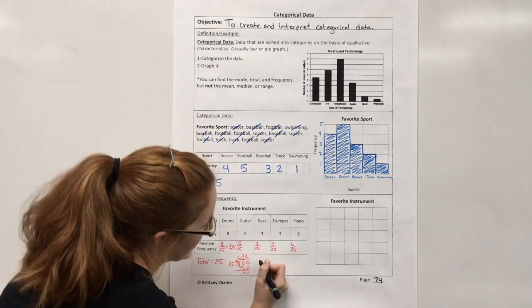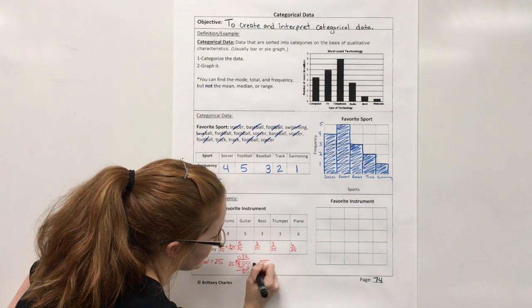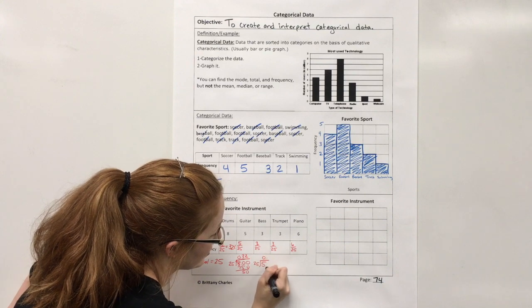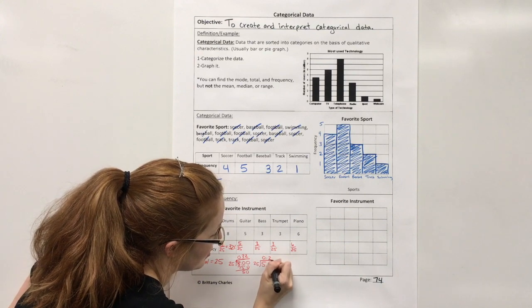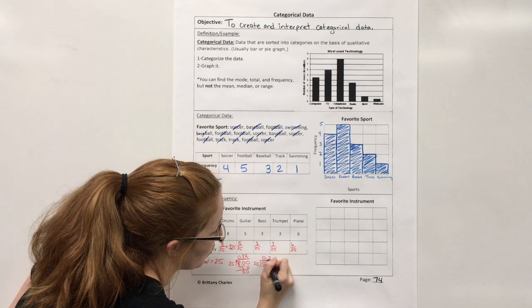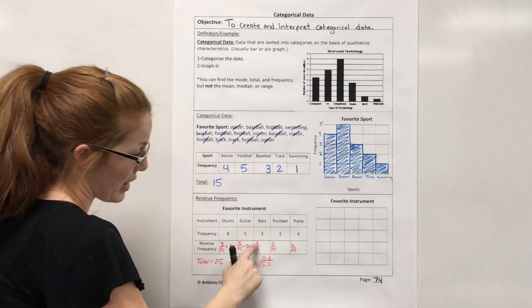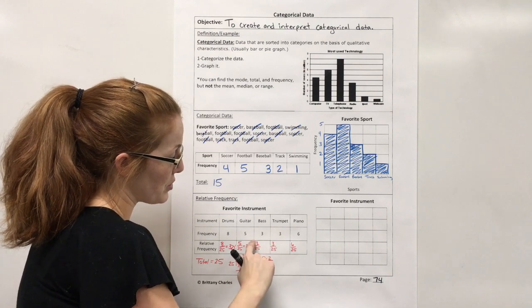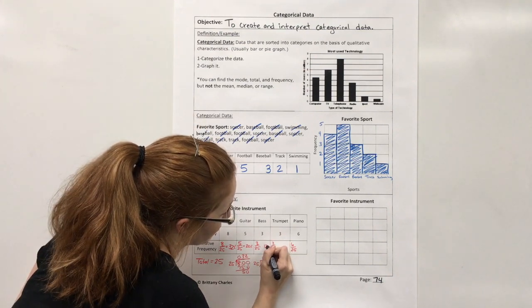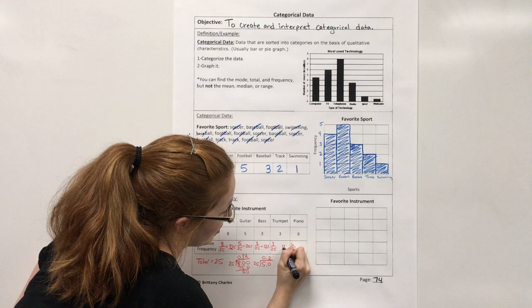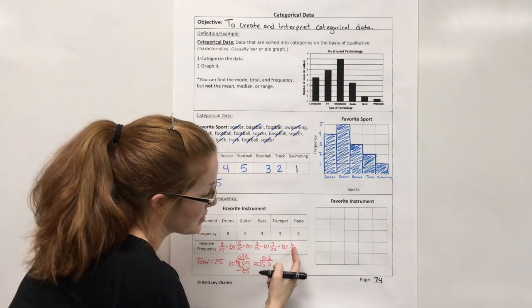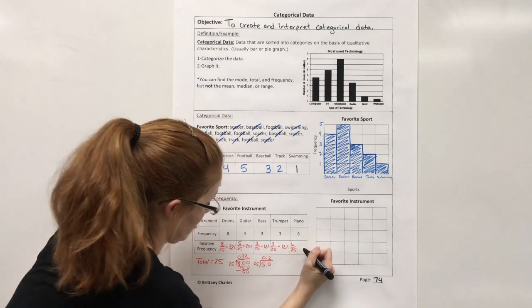Same thing here. 5 into 25 goes in twice. Move the decimal, 1, 2, would be 20%. Okay, 25 times 4 is 100, 3 times 4 is 12%. 12%. And 6 is double of 3, so this should be 24%.